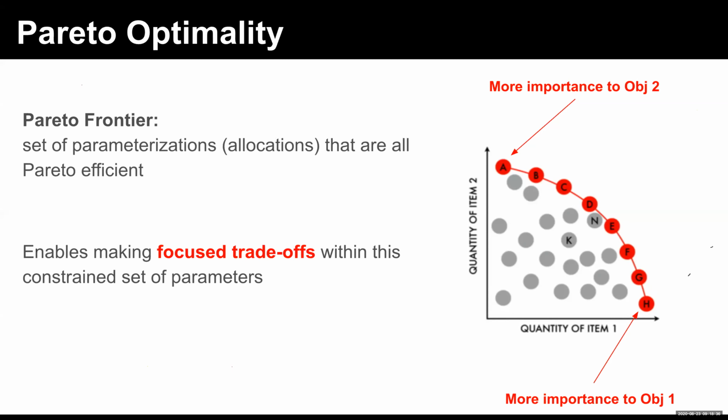So again, the Pareto frontier enables making focused trade-offs within the constraint set of parameters we have. If we want to focus more on objective 1, we can go all the way to solution H. If you want to focus on objective 2, we can go all the way to solution A.